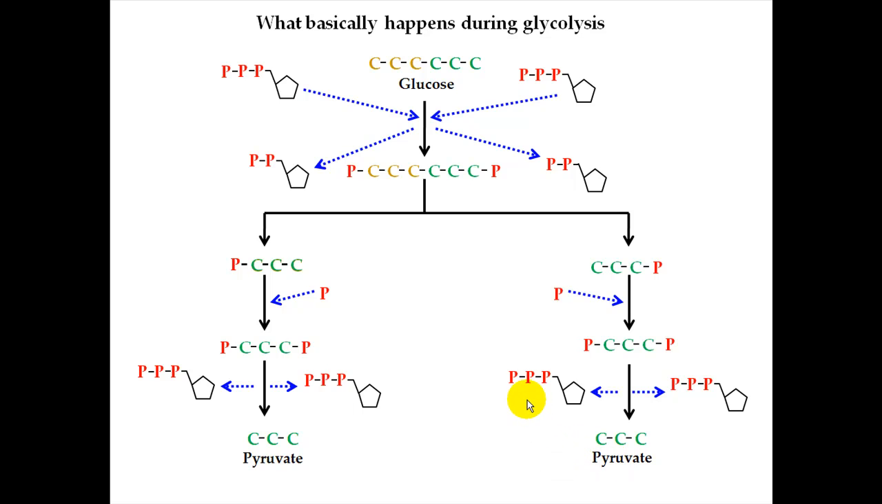And so at the end, if you were to tally up the net total of ATPs that are being made during glycolysis, you see that 1, 2, 3, 4 are produced. 1, 2 were actually required at the beginning. So 4 minus 2 means that there is a net total of 2 ATPs that are produced during glycolysis.